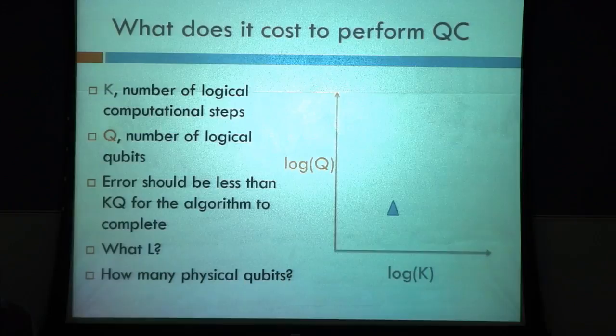So just briefly, there's some cost, right? For every error correcting code, there's some limit on the number of steps that I can take. This is basically the number of gates. The number of gates is the number of qubits times the number of computational steps. And as I increase my error correcting code, I can get to the point where the algorithm that I want to do will succeed. If I have no error correction, not much works. As I increase the error correction, I get to the point where it succeeds.